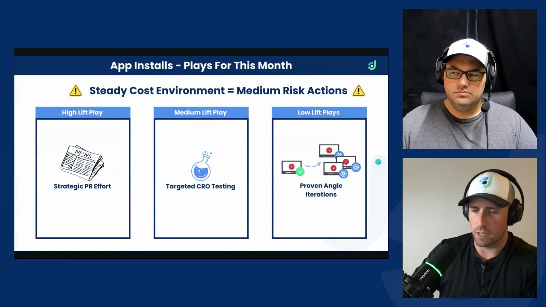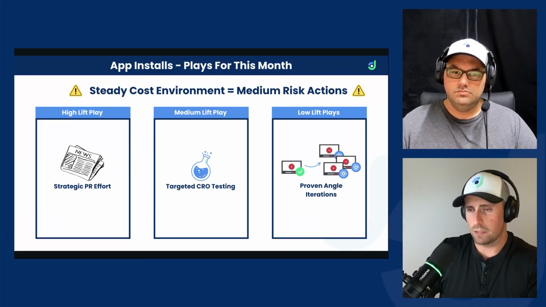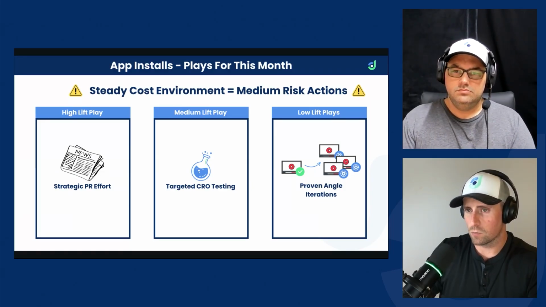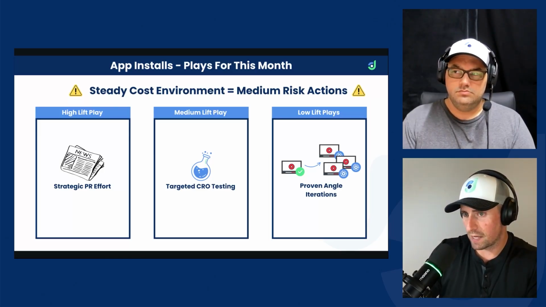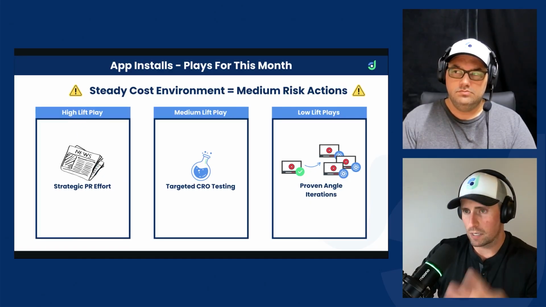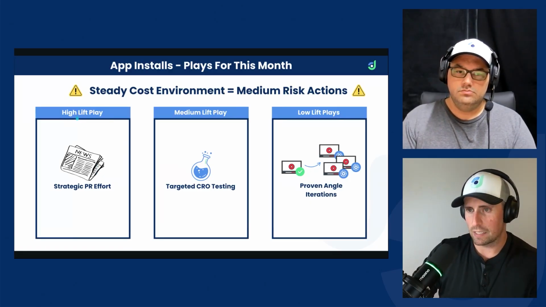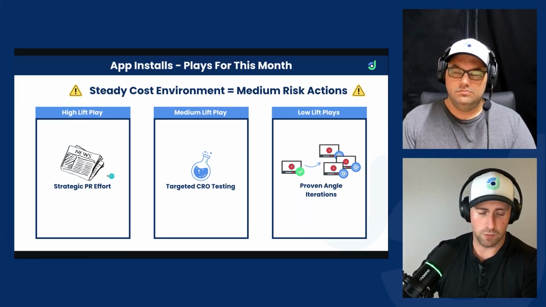And so that's where I want to talk about the cost environment playbook. What I try to do every month is give you 3 plays that you can consider running to help you maximize what you're seeing right now and also prepare for the future, if that's the time that makes sense. So in a steady cost environment, we want to take medium risk actions. I'm going to try to give you 3 plays. The first one is the highest lift. This is the one that's going to take the most effort. Then there's medium lift, and then there's low lift, things that can be done relatively quickly.